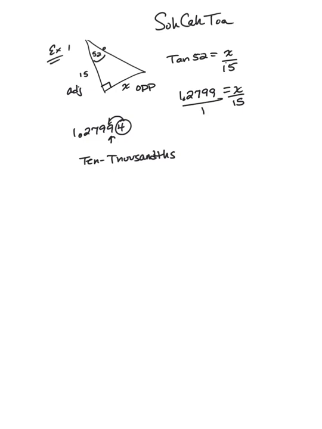You could put this over 1 if you like. So x is going to be the cross product. Now you could leave the 1.279941632 on your calculator and just multiply by 15. Or you could do 1.2799 times 15. It doesn't matter. Because when you get your answer, I'm going to get the answer to the nearest tenth, it's going to come out to be the same thing.